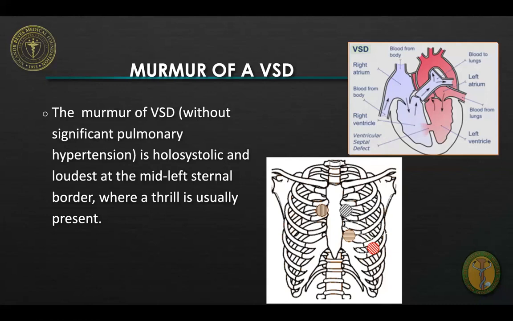For the murmur of a ventricular septal defect, it is holosystolic and loudest at the mid-left sternal border, where a thrill is usually present. Please listen to the next slide for the sound of the murmur of a VSD.